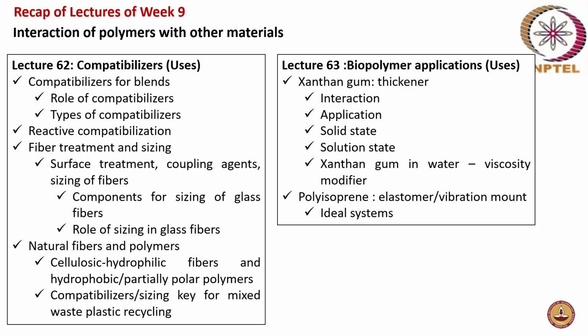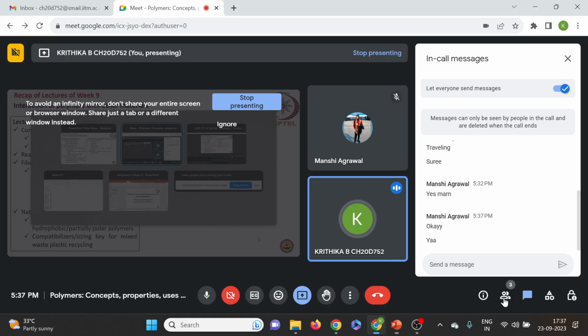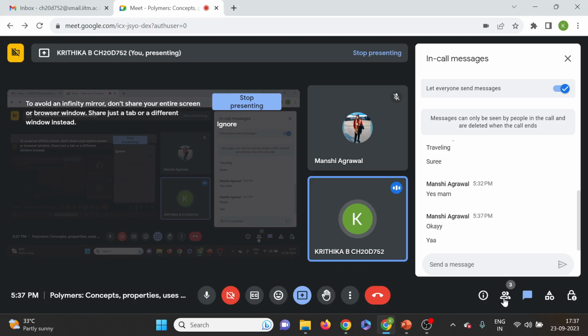I'll just proceed. The next lecture was on biopolymer application. Here two different biopolymers were discussed. One was xanthan gum. Do you remember what is the source of this xanthan gum? How is xanthan gum produced? It was discussed in one set of previous lectures. Do you remember? From where do you get this xanthan gum?